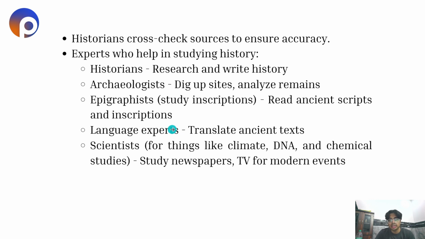Language experts are there. Language experts help in translating the ancient texts that are written. For example, Persian was used earlier, or Sanskrit was used earlier. So these were the languages that are translated into English or Hindi by language experts. Scientists are also there. Scientists help in understanding the climate, DNA, and chemical studies about the past.